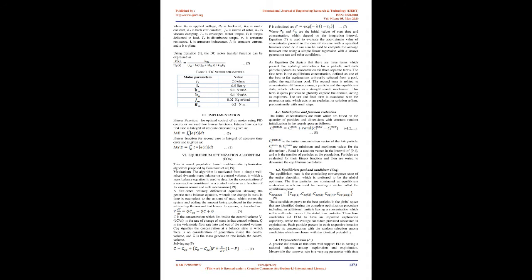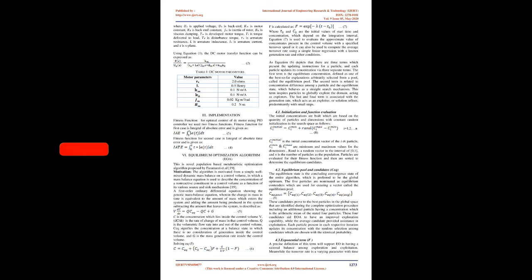Consider Tm(s) equals Km ia(s), where V is applied voltage, Eb is back EMF, Km is motor constant, Kb is back EMF constant, J is inertia of rotor, B is viscous damping, Tm is developed motor torque, TL is torque delivered to load, Td is disturbance torque, Ra is armature resistance, La is armature inductance, ia is armature current, and s is the S-plane. Using equation 1, the DC motor transfer function can be expressed as equation 3.